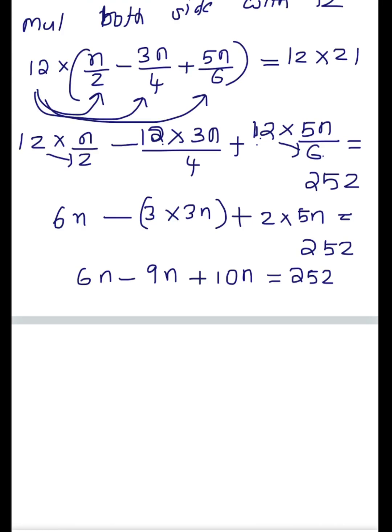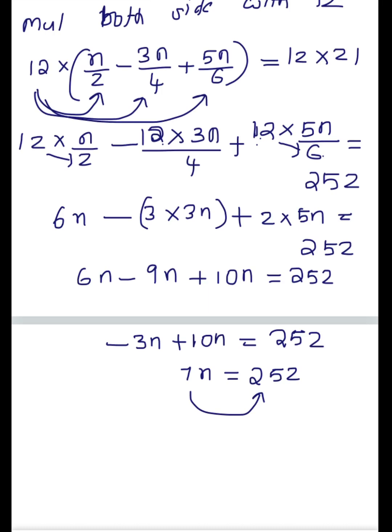Now what is 6n minus 9n? 6n minus 9n is minus 3n, plus 10n is equal to 252. Now minus 3n plus 10n is 7n. So 7n is equal to 252. 7n means 7 into n. So to get this n alone here, you will have to take 7 to the other side. So n will be equal to 252 divided by 7.